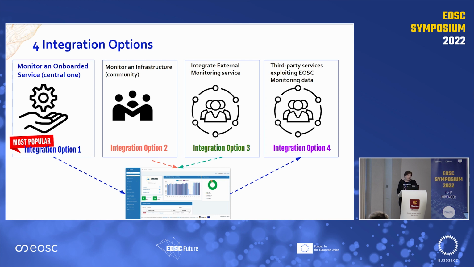We have the second option of the monitoring infrastructure, which is actually a list of services that have to be added in the EOSC monitoring. The integration of external monitoring service, where we have described in a document how an external monitoring engine can send the results to the EOSC monitoring. And the third-party services exploiting EOSC monitoring data, an example of which is the EOSC marketplace and the provider's portal. And that's all for the monitoring.